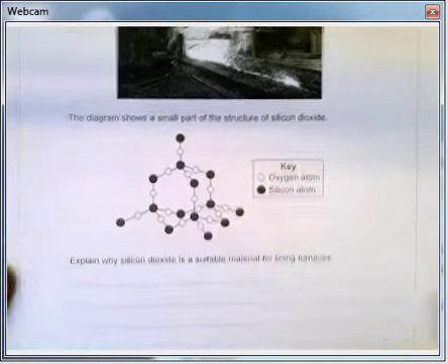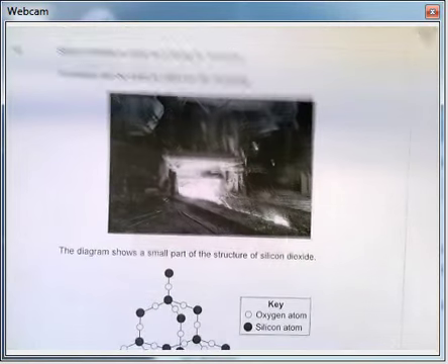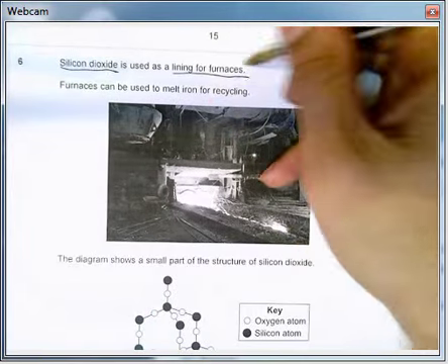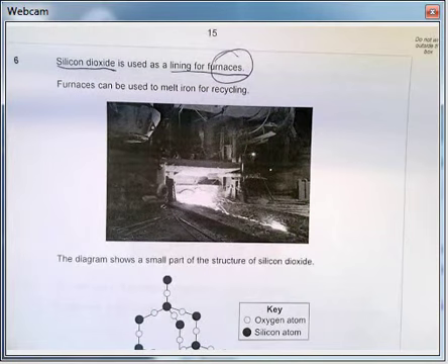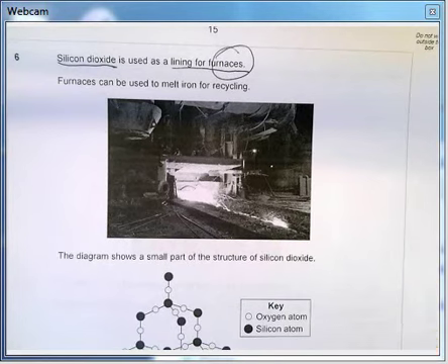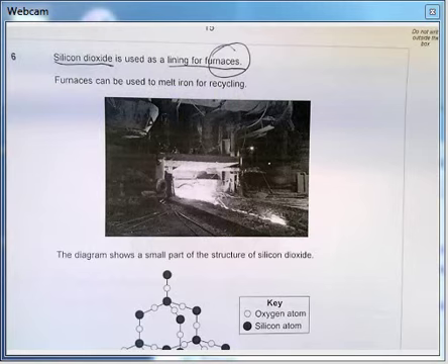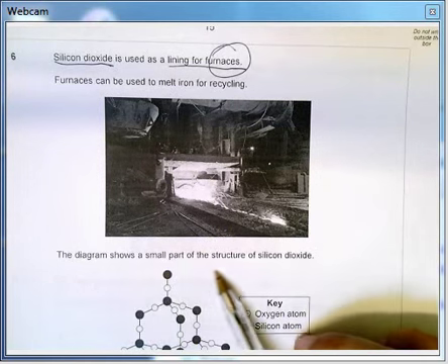I've got another question here, again based around structure and bonding, this time looking specifically at silicon dioxide. So it's used for lining furnaces. So we know furnaces are very hot. Okay, so this question is going to have something to do with temperature within it. They're saying that these furnaces can be used to melt iron for recycling, so it must be very, very hot. The diagram shows a small part of the structure of silicon dioxide.